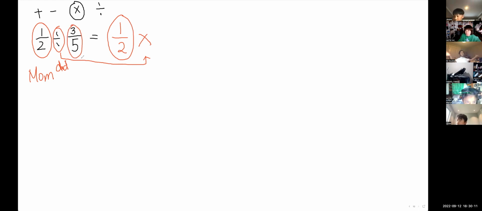So think about Sir Ducky. He's just like a monkey, right? Before it's 3 over 5, so the Sir Ducky will become 5 over 3. Get it? Mommy, don't move. Daddy, change, and flip yourself.